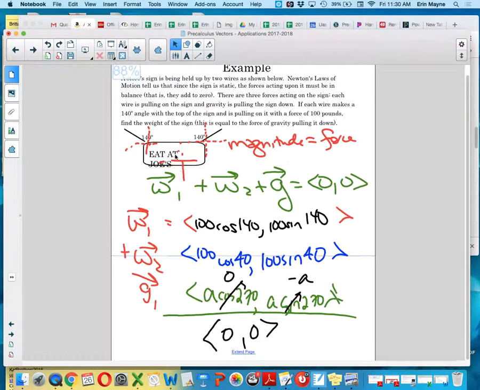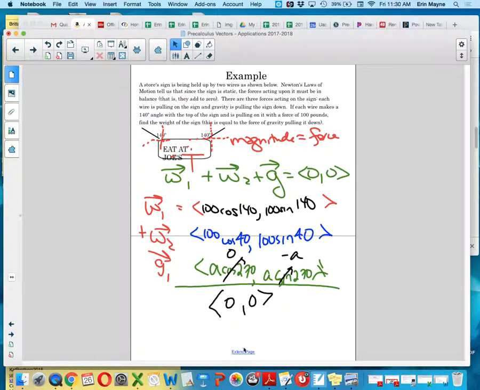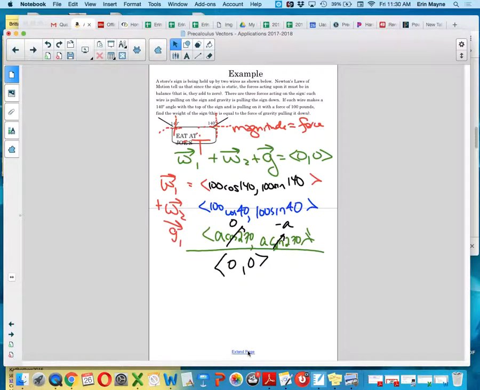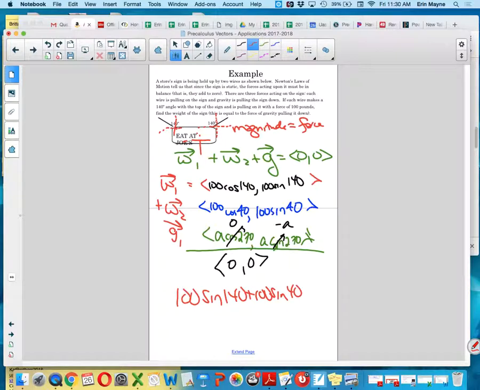Okay. So how am I going to find A? I need an equation to solve. 100 sine of 40 plus 100 sine of 40 plus A sine of 270. Well, plus negative A, equals 0. Okay, solve. Raise your hand when you got an answer. You're literally just going to put those values in and solve for A.